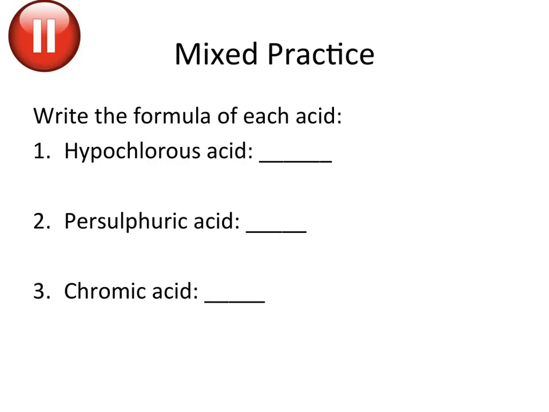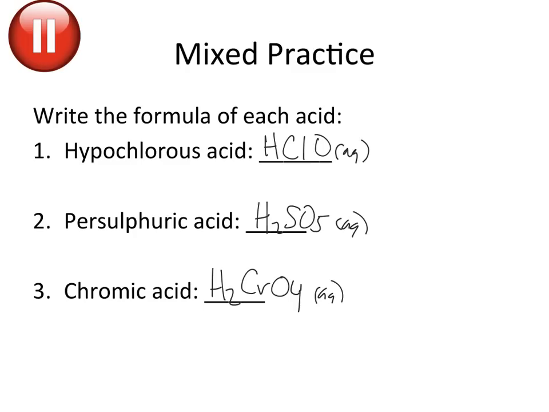So again, just pause the video and see if you can come up with the formula for each acid. So figure out what the ion is, the oxyanion, and then add the number of hydrogens that you need based on the charges. So go ahead, pause the video, we'll come back. All right, welcome back. Here are your answers.